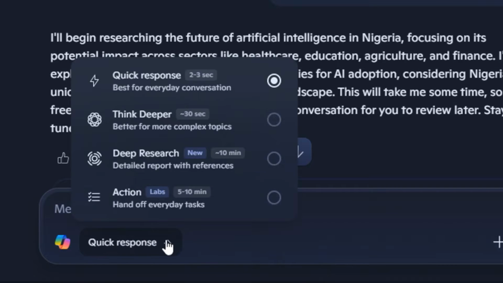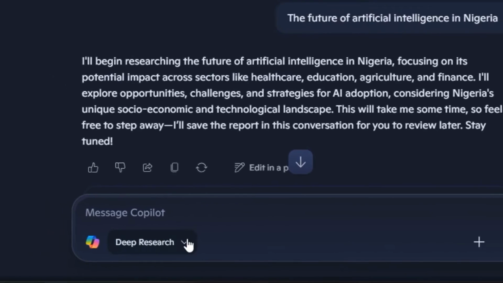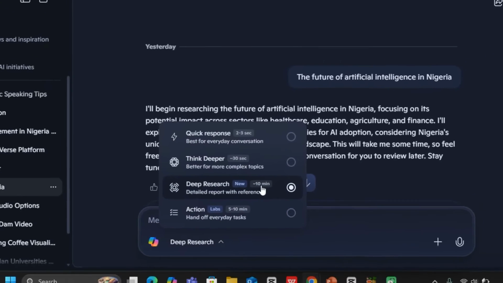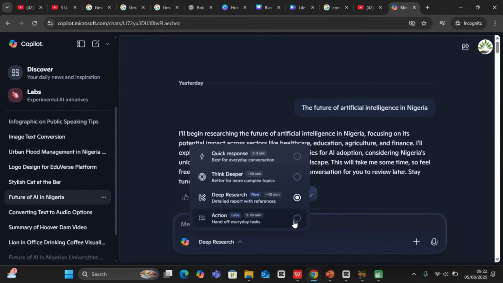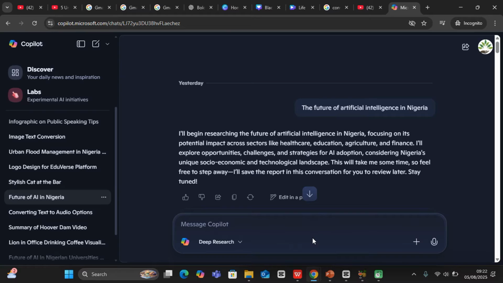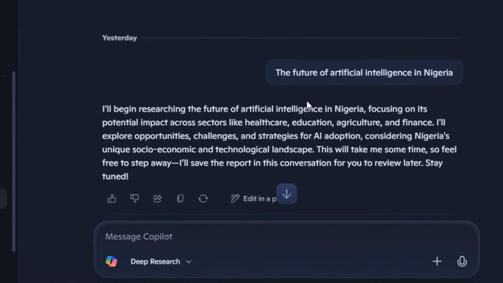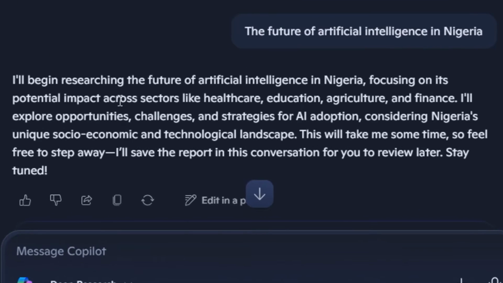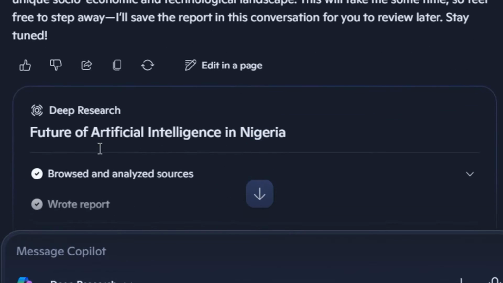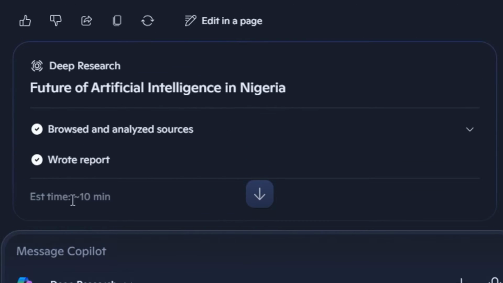And then I specify the type of research and I make it deep research from here. I selected deep research, which by default is going to take approximately 10 minutes to carry out this type of research. It's deep, so it includes references and it's much more detailed than the other research that it does. So now I prompted this, the future of artificial intelligence in Nigeria, and it said I'll begin researching the future of AI in Nigeria, focusing on its potential impacts across sectors like healthcare, education, agriculture, and finance. And take a look at the deep research kickstarting, and it said estimated time is 10 minutes.